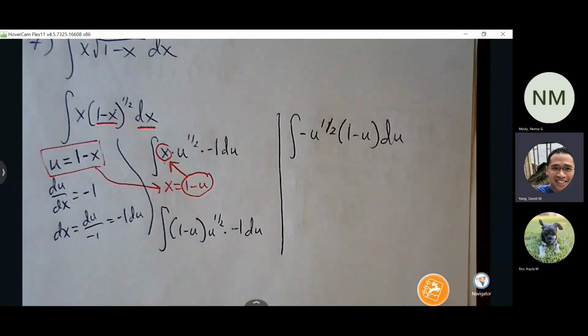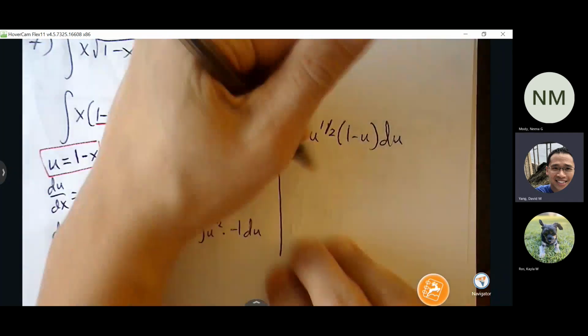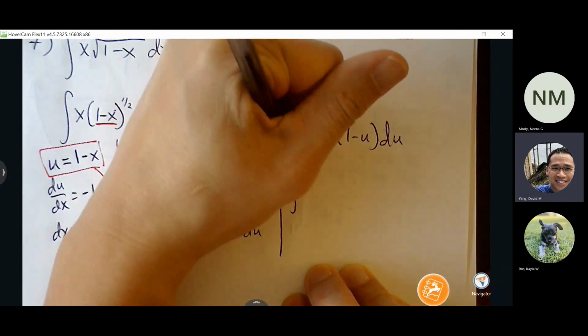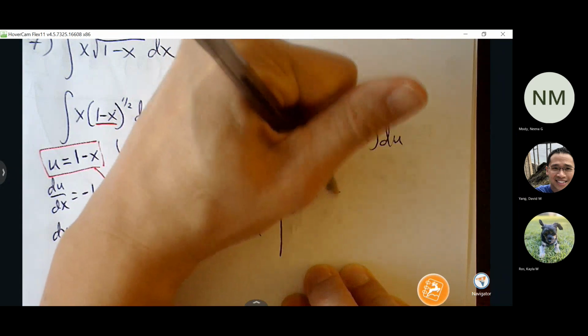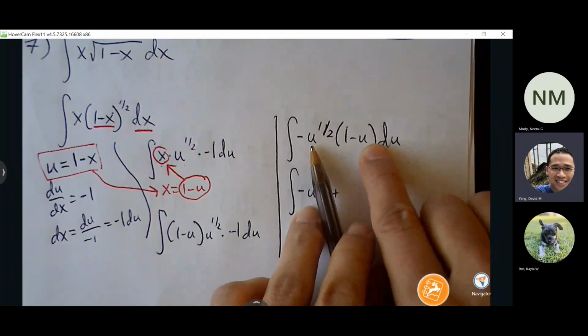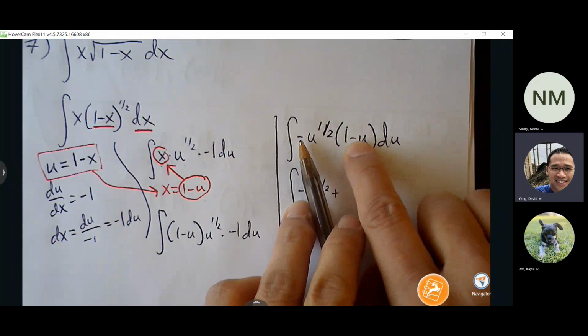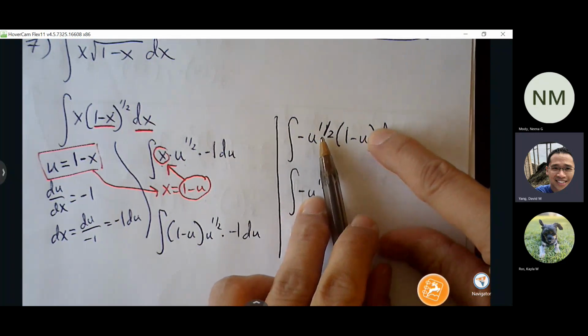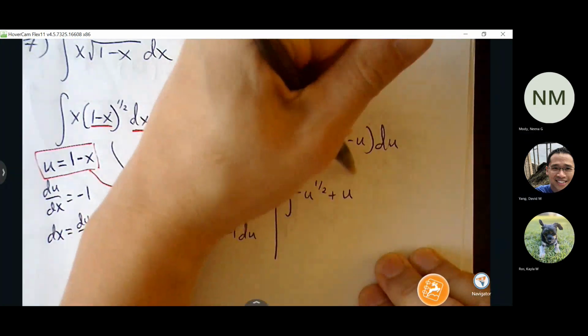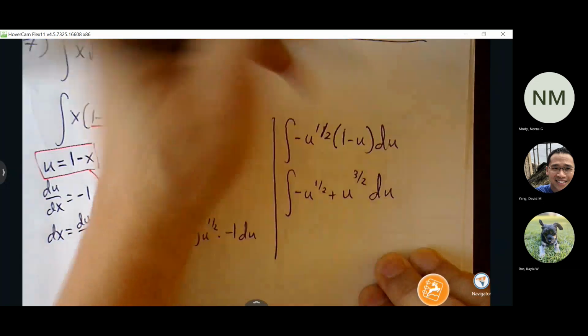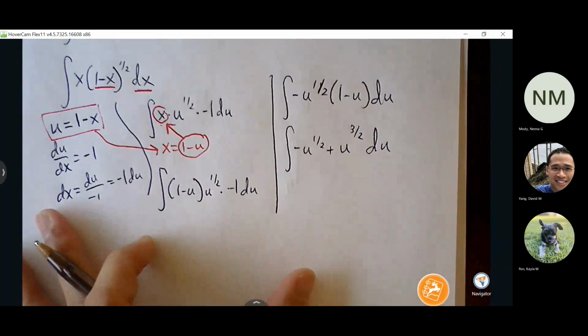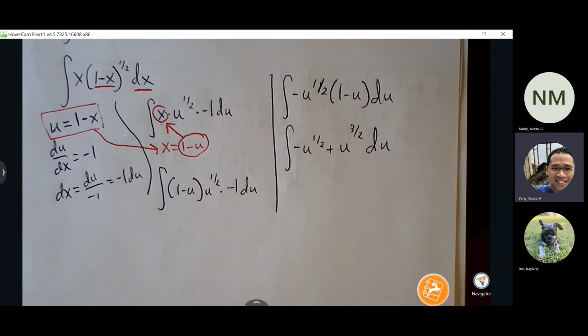So if I simply distribute that negative u to 1/2 through, it should be in line for me to just apply power rule after the next step. So distribute this through here. Negative times negative is positive. I add exponents. 1/2 plus 1 is 3/2. All right. Go through power rule.